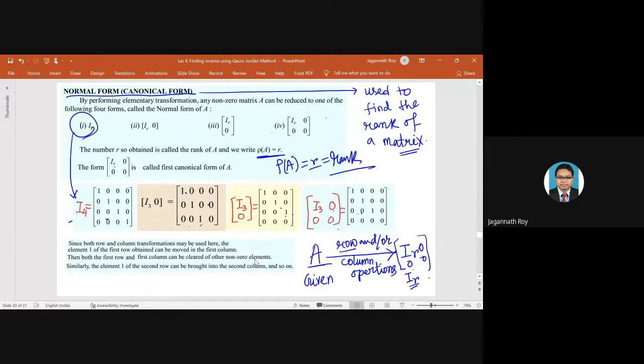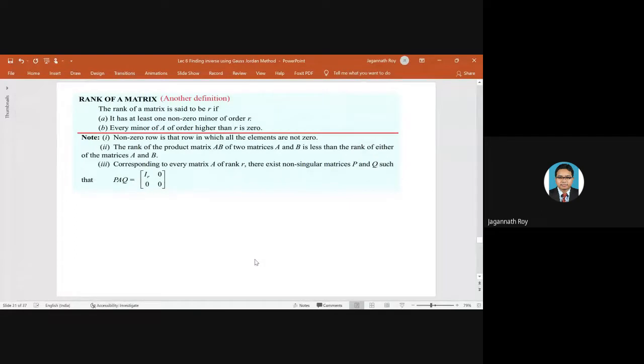Okay, so that's what are called normal forms. How do you get the normal forms? Again, you have to use the concept of Gauss Jordan elimination to find out the normal forms. Now this is another definition, rank of a matrix. If you recall the rank of a matrix, you can find it here. All the things are coming together here now.